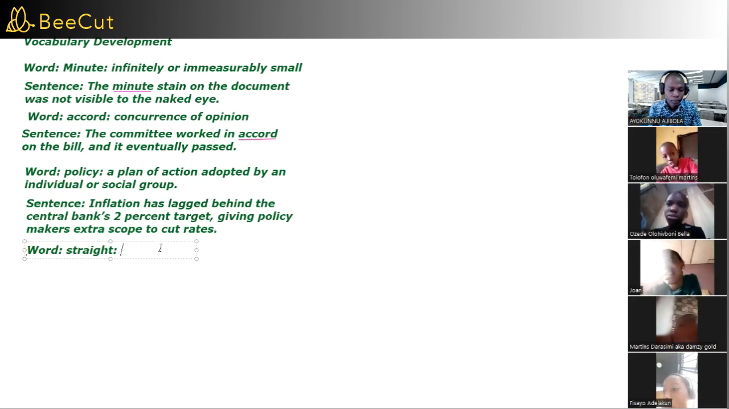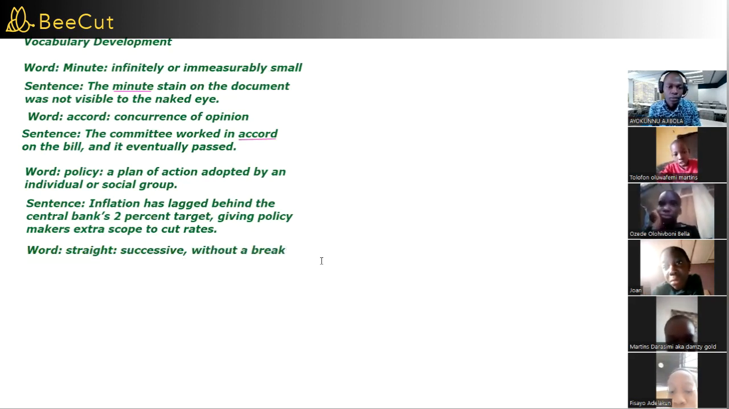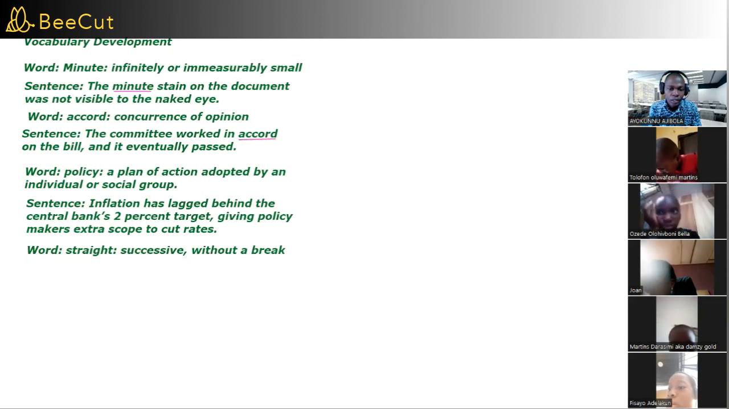When it's not bending. Okay. So something that we can use, something that is straight up, without a break, without a bend, successive, something that continues, or straight. We can use an example of a sentence here and say, after 3 straight losing seasons, the football fans were just hoping for a winning record. That is using straight in a sentence.